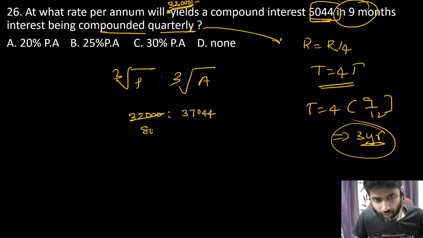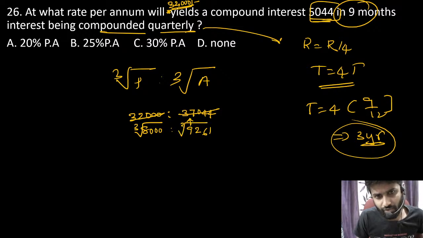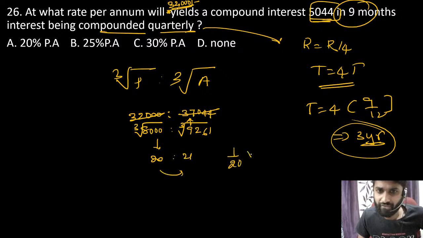Just cancel the number, see. 4 ones are 4, 4 8,000 times. Again, 4 nines, 4 twos, 4 eights, 4 ones. The value becomes 9261. So this is related to the cube root, 3 periods, so cube root and cube root. The cube root of 8000 is 20 and the cube root of 9261 is 21. Now 20 becomes 21, the value becomes 1 by 20th of 100, which is exactly equal to 5%.